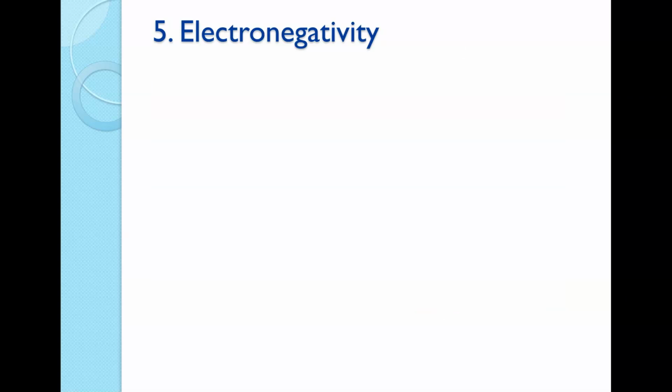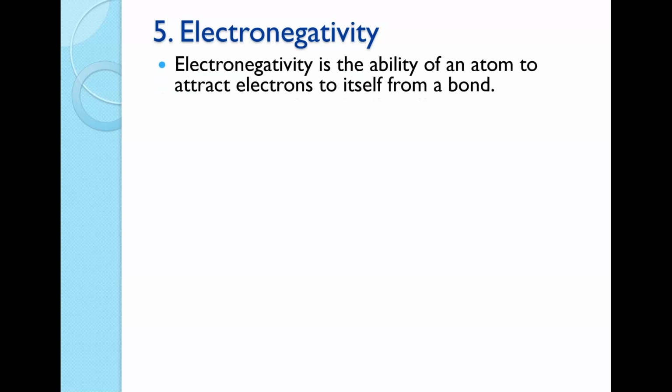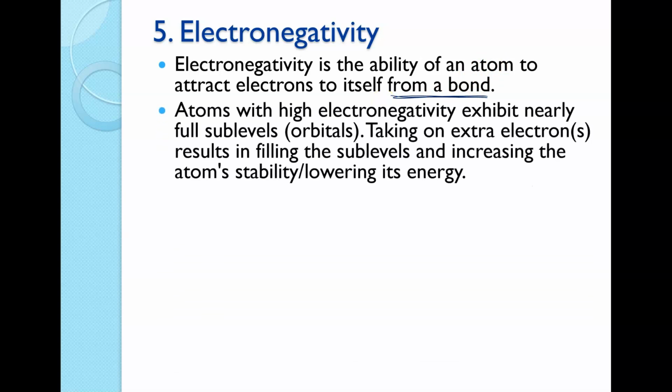Okay, electronegativity, I'm not really going to get into too much here. It's more in the next chapter. It's similar to the idea of ionic charge. It's the ability of an atom to attract electrons to itself. But here's the big thing. In a bond, when two atoms come together and form a molecule or a compound or something like that, it's the ability of the atom in that bond to attract the electrons to itself. We're going to deal with more of that in the next chapter when we talk about bonding.